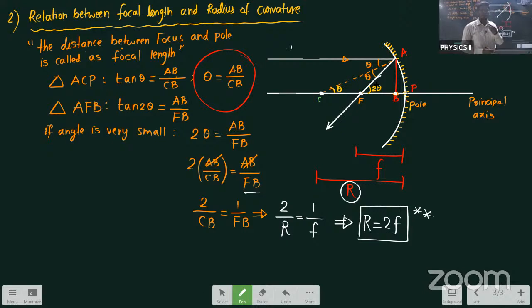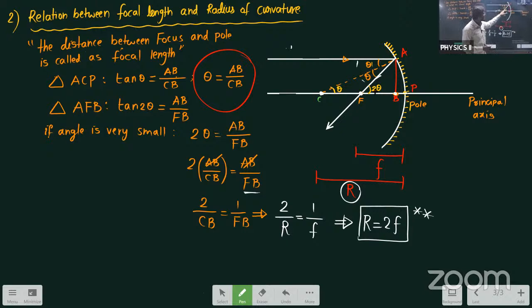So what you are supposed to define? You are supposed to define what is focal length. The definition: focal length is defined as the distance between focus and pole of that particular mirror. Next, what have we done? We have considered an imaginary normal from the center of curvature. If this angle of incidence is theta, then the angle of reflection will also be theta.